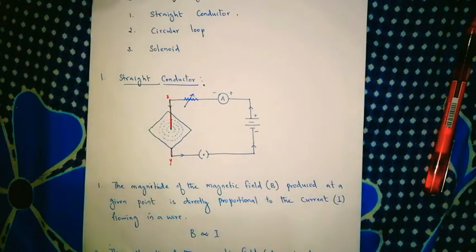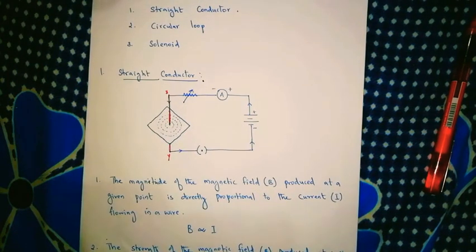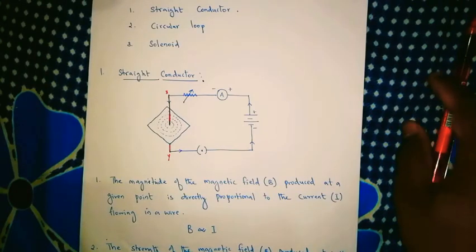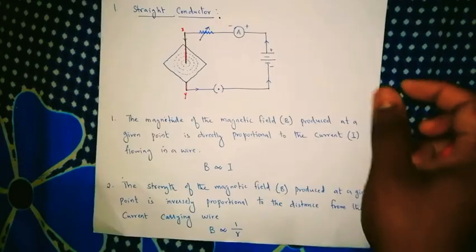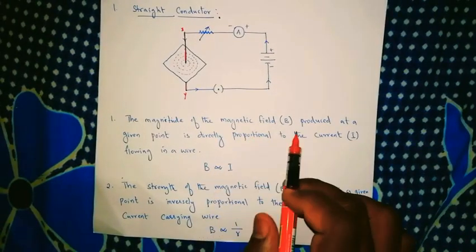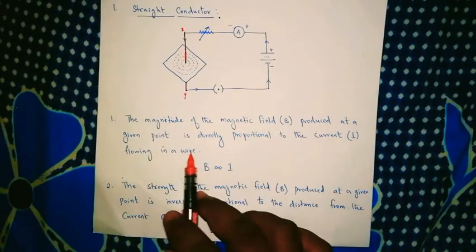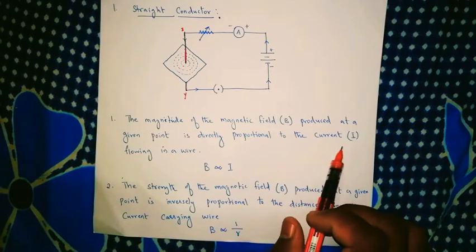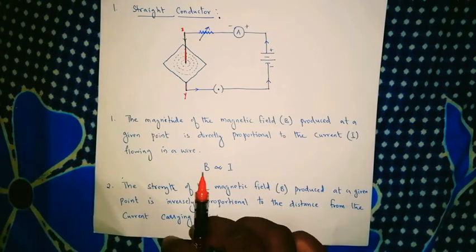concentric circle. Why is it forming a circular structure? It forms a concentric circular structure, right? Why does it form like that? It is because the magnitude of the magnetic field B produced at the given point is directly proportional to the current flowing in a wire.